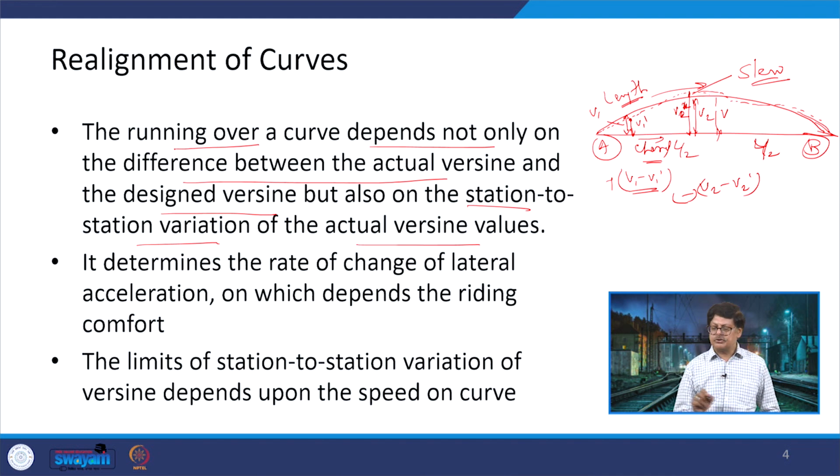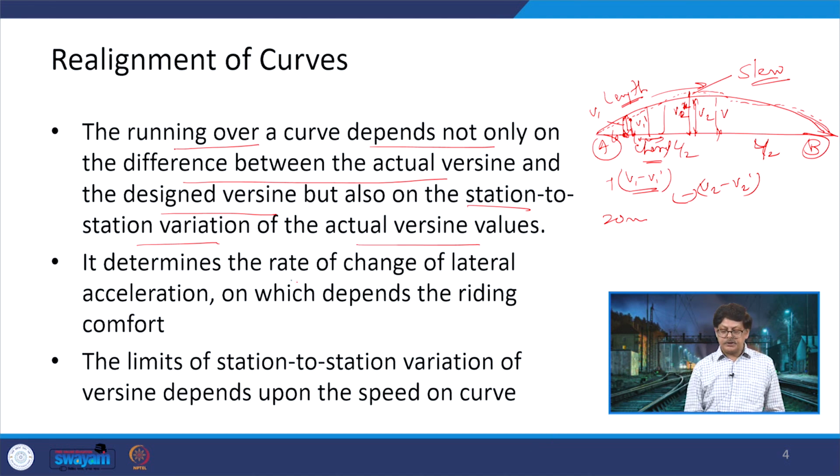So, it is not only dependent on this, but it is also dependent on the station to station variation. When we say station to station variation, if you remember, we said we take a chord of say 20 meters and then every 10 meters we have one station, and that station means the location where we are calculating the Versine. So, every 10 meters we are doing that. That also needs to be taken into consideration. If you have understood this, then the rest of the journey is easier.